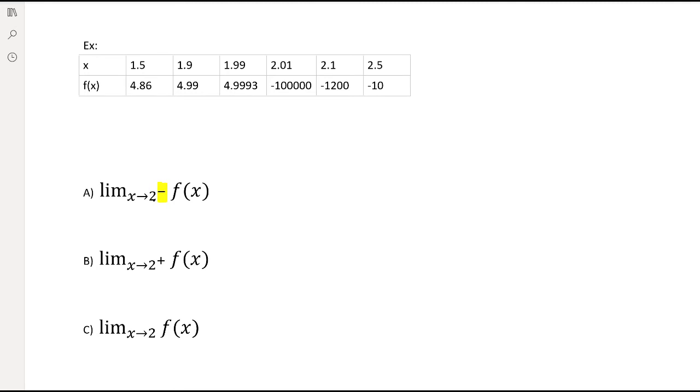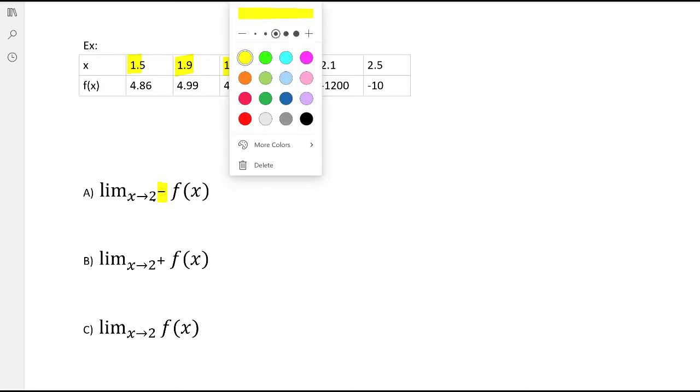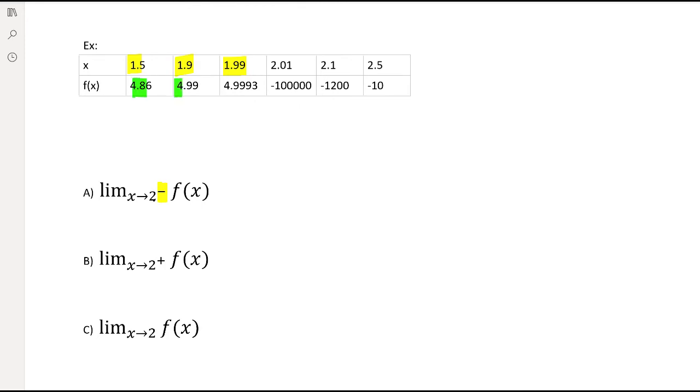So the way that we're going to approach a positive 2 from the left is that we should be heading in this direction. We have 1.5, 1.9, 1.99. Those are approaching 2, but we're slightly less than 2. So the question becomes, do we see kind of like a trending behavior? And certainly we do. What happens as we come from the left is that we see 4.86, 4.99, 4.9993. So it appears that, yes, we're trending towards an f of x value of 5. So that is our limit there.